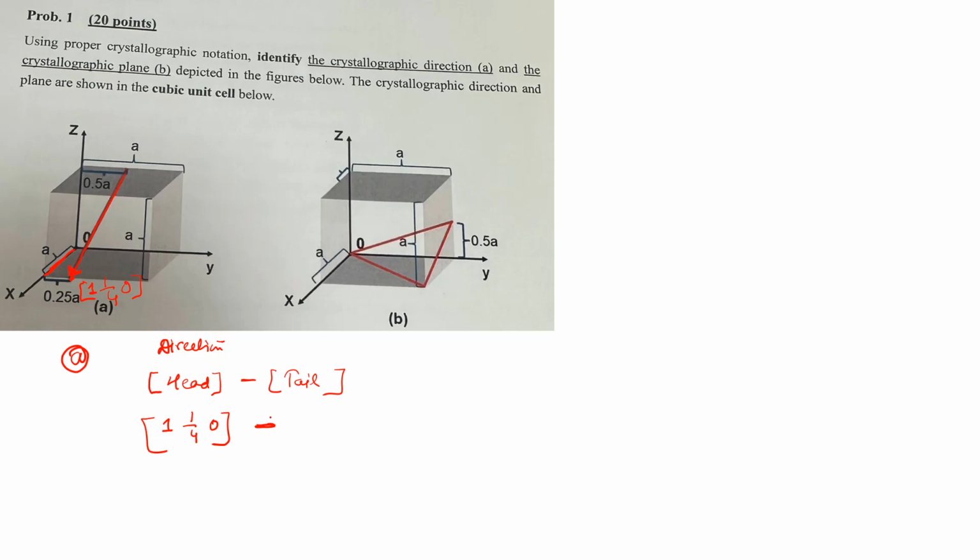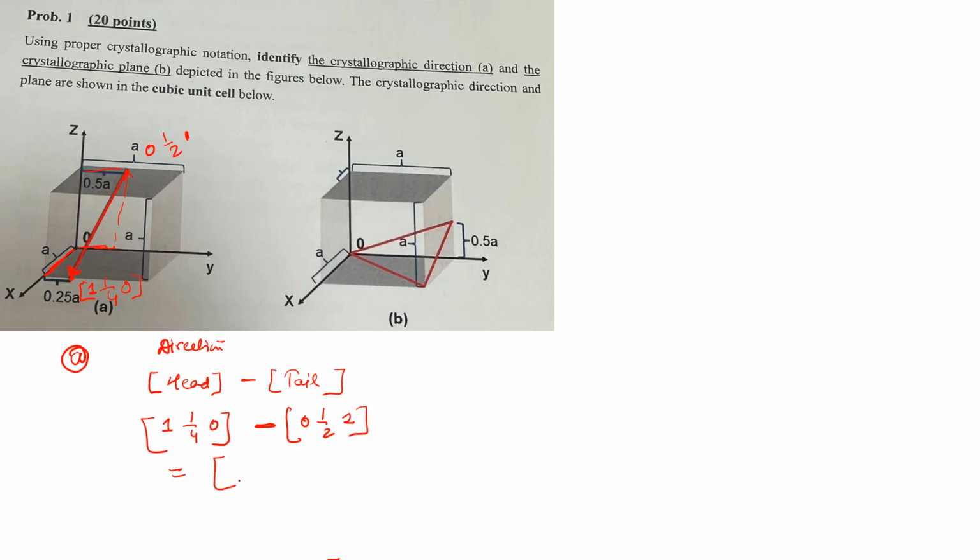Minus the tail. So what is the coordinate of this tail? To reach over here, in the x direction do we need to move? No, so x will be 0. Do we need to move in y? Yes, by 0.5 times, that means half. Then in z we need to move to the top, so complete z of 1. So it will be 0, half, 1.